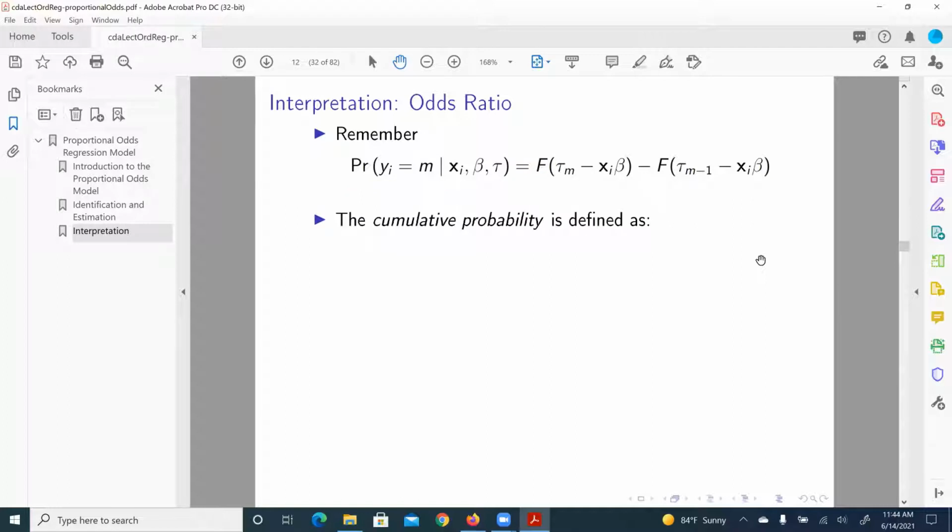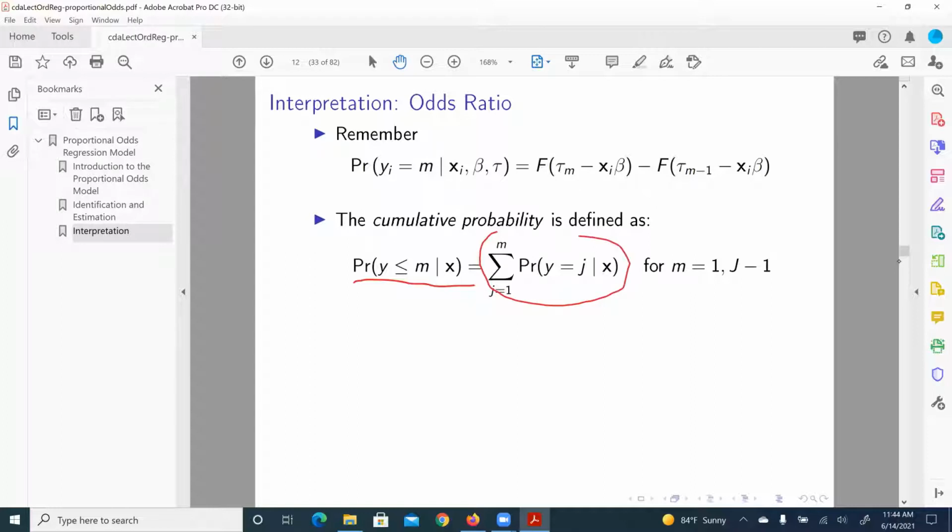And the cumulative probability is defined as, well, what is cumulative probability? Cumulative probability is the probability that y is smaller or equal to a certain response level, and it is the sum of all the individual probabilities of y equal to j for j smaller or equal to m. So for example, the probability for y smaller or equal to 3 is what? It is the sum of the probability y equal to 1 plus y equal to 2 and y equal to 3.